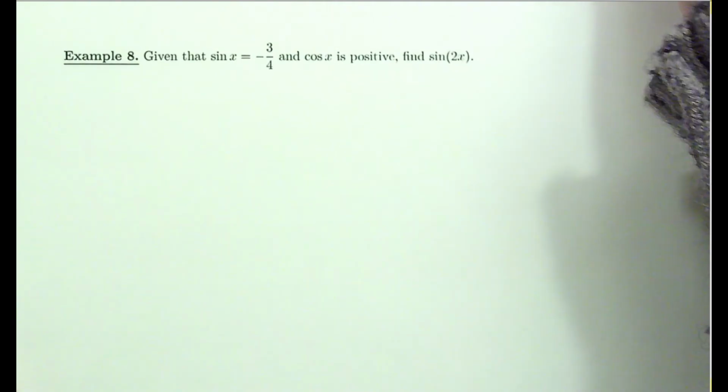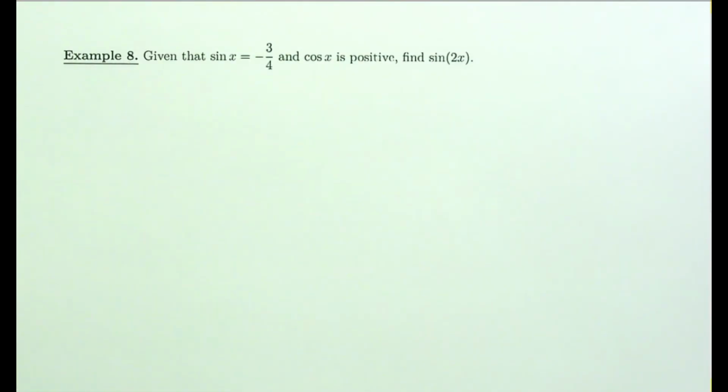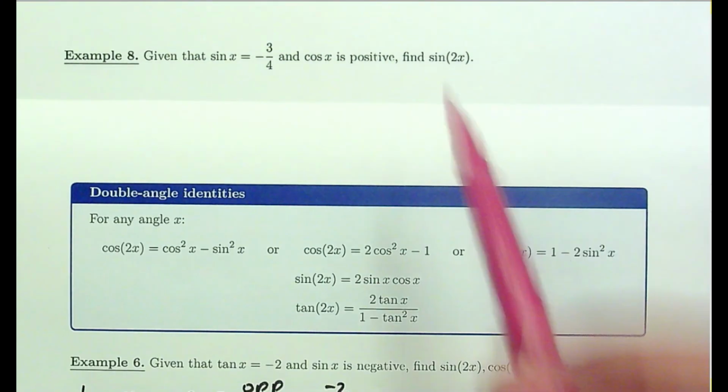Okay, now let's do one last example. Given that sine of x equals negative 3/4 and cosine of x is positive, find sine of 2x. Okay, for this one, we have to find sine of 2x.